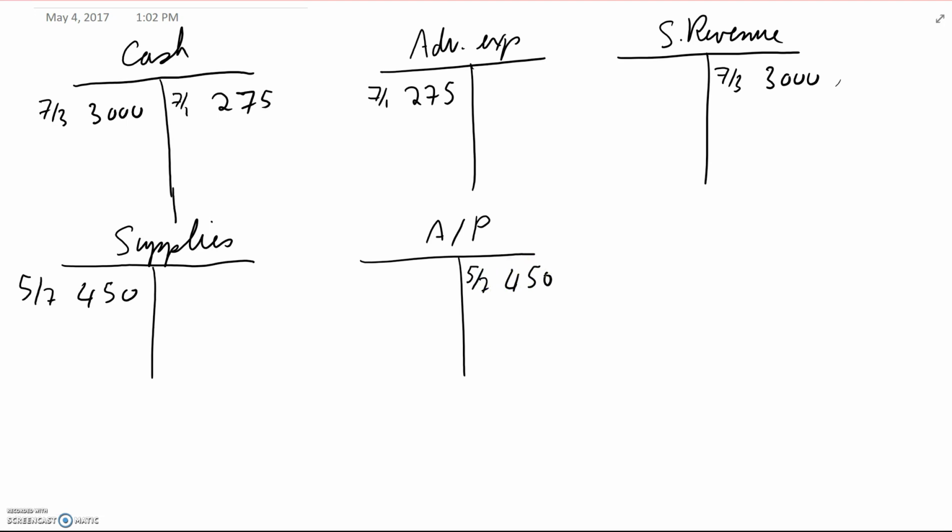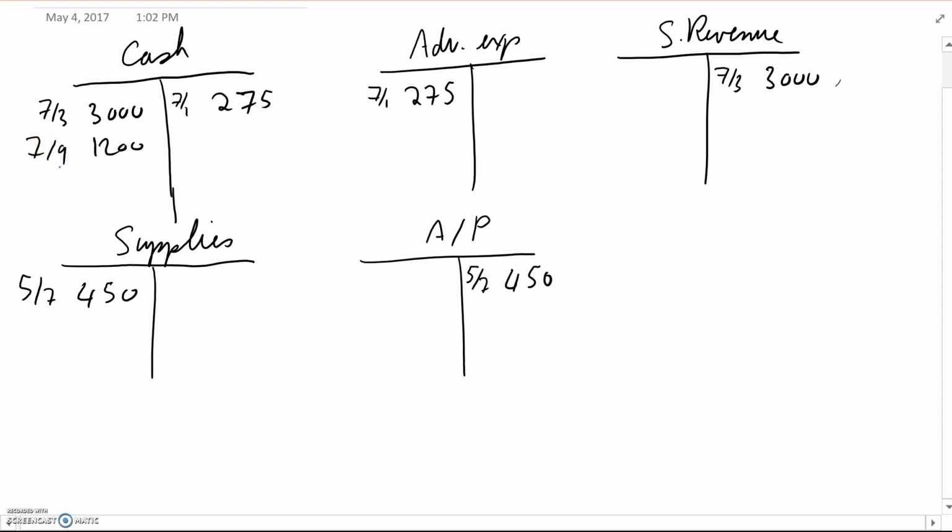On July 9th, received cash of 1,200 from credit customers on account. So we received cash of 1,200. Cash is an asset, it increased, this is debit in nature, so it's going to be debit for 1,200. And that's on the 9th of July.